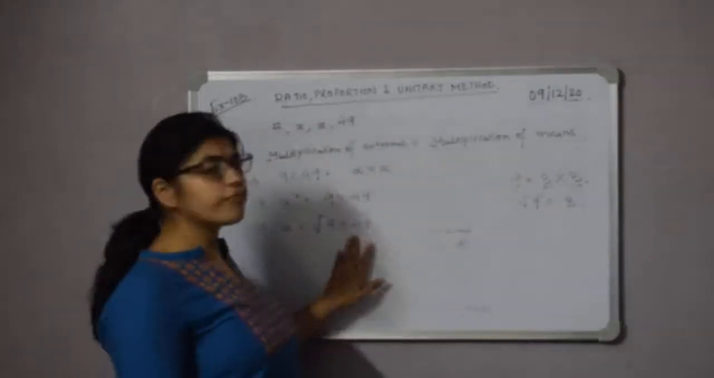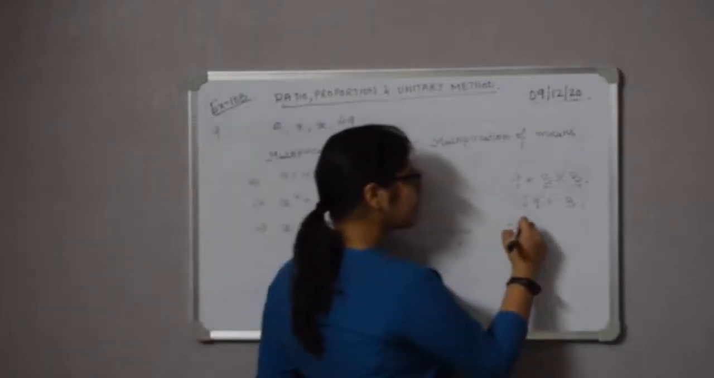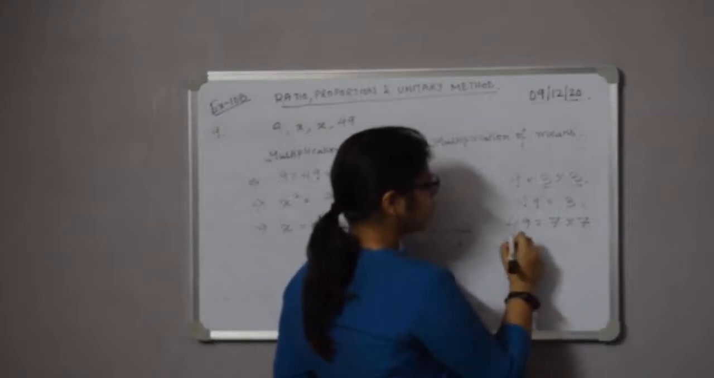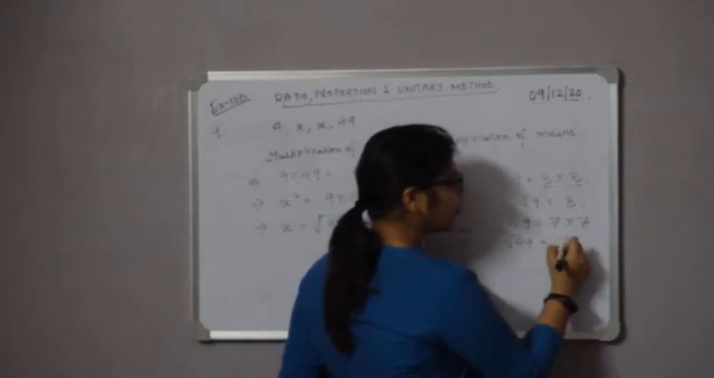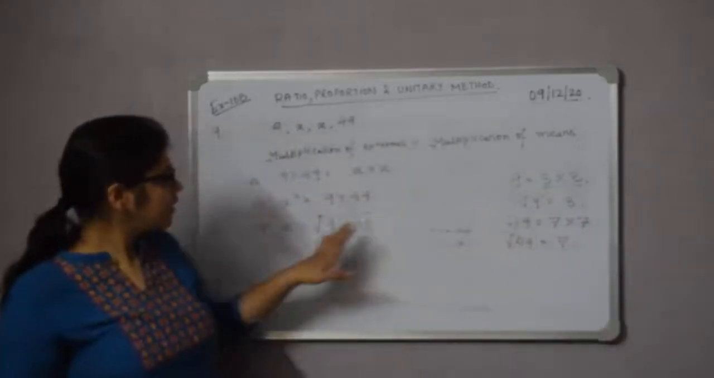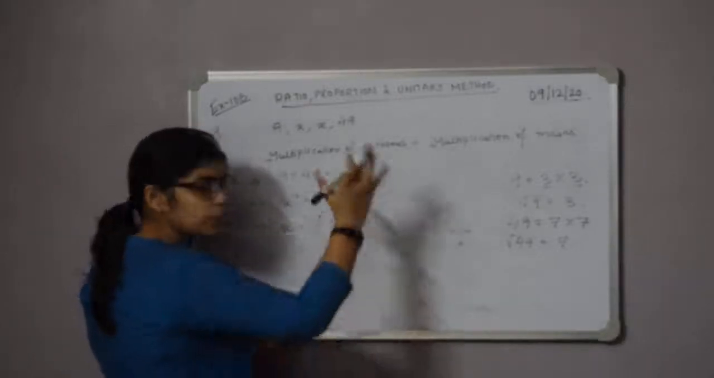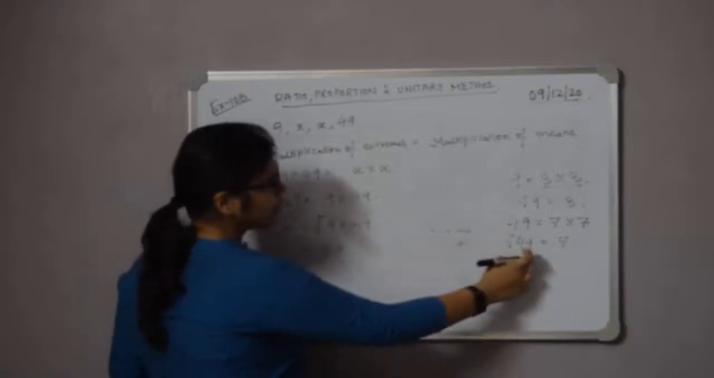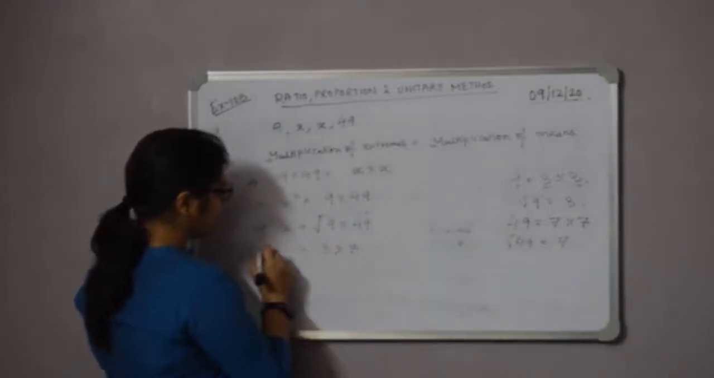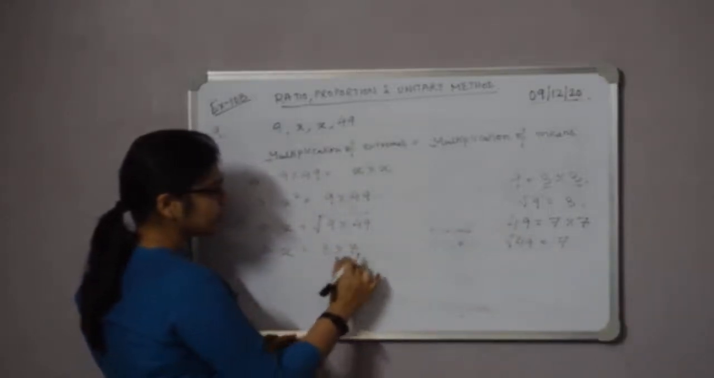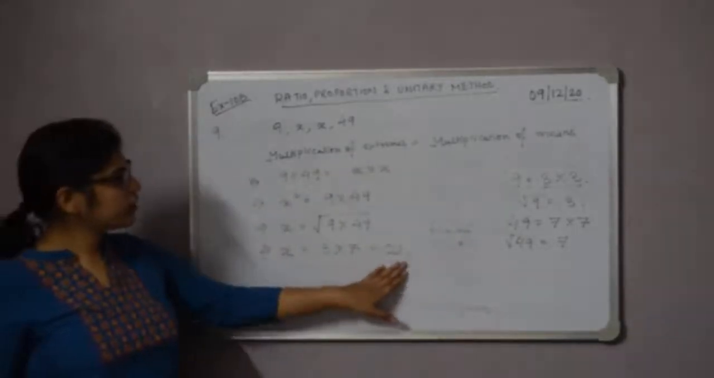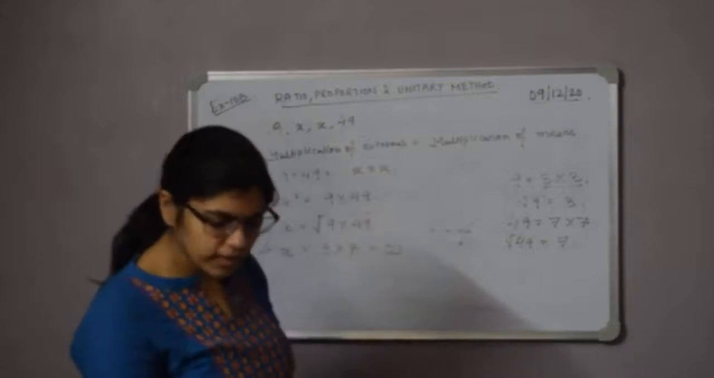And then we have 49. 49 is 7 into 7, so root 49 is 7. Root 9 is 3. If I remove the root, root 9 becomes 3 and root 49 becomes 7. So x is equal to 3 into 7, that is 21. So we have got the value of x, that is 21.